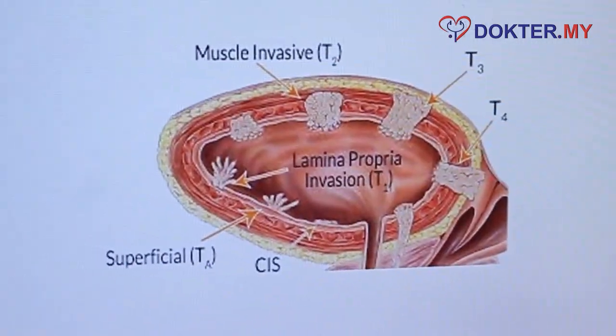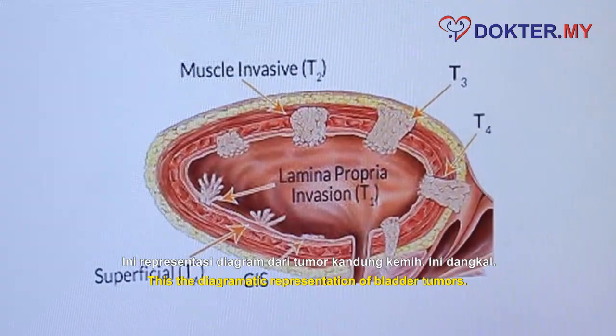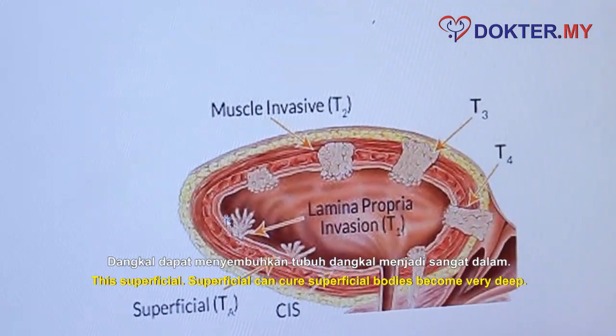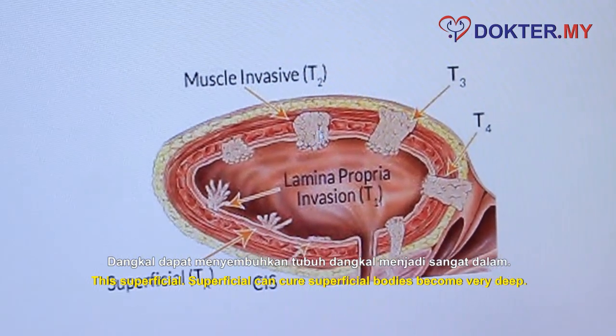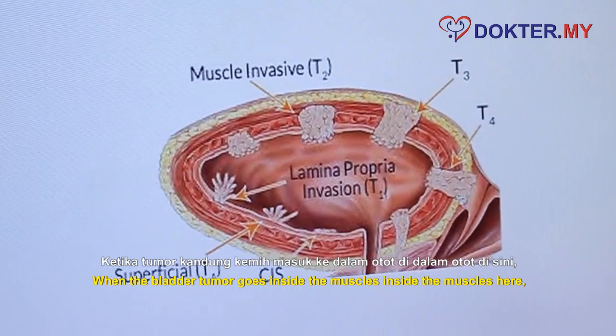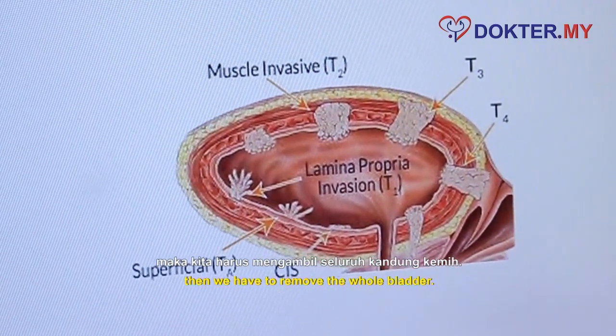bladder out. This is a diagrammatic representation of bladder tumors. This is superficial. Superficial can be cured, but this becomes very deep. When the bladder tumor goes inside the muscles here, then we have to remove the whole bladder.